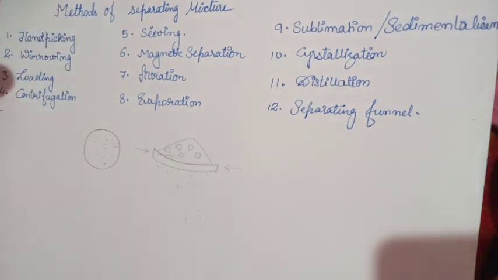This method is called sieving, and this is done to separate the bigger particles from the finer particles. The principle of sieving is the size of the particles. From the fine particles, we separate the bigger particles.